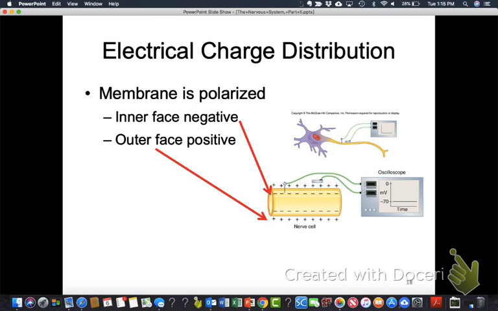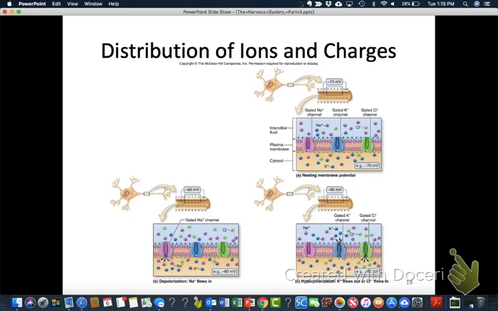So at rest, remember we were sitting at -70, and you can see that in the voltmeter, the oscilloscope at the lower right side of this picture. And the inner face of the membrane is negative and the outer face is positive. So we say the membrane is polarized. It has poles, a positive and negative pole.